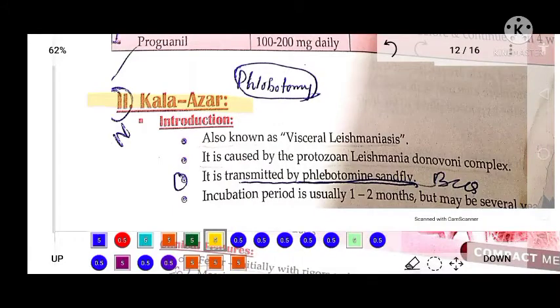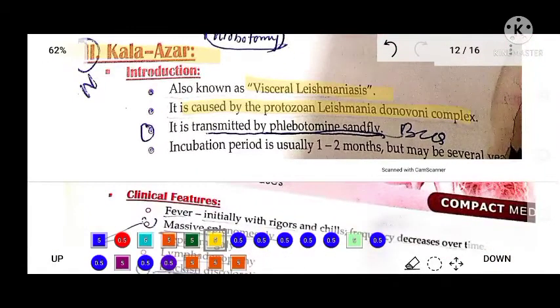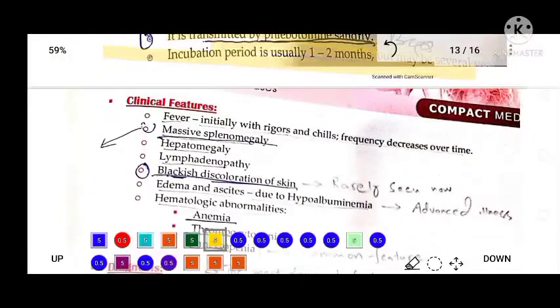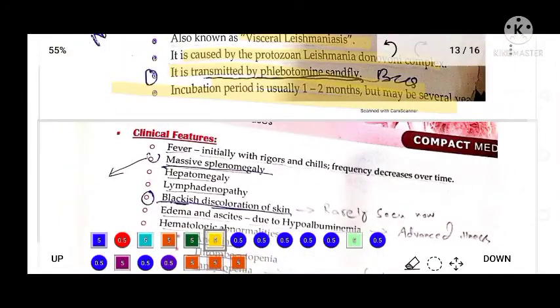Okay, so the infectious disease is Kala Azar. It is also known as visceral leishmaniasis, caused by the protozoan Leishmania donovani complex, transmitted by the phlebotomine sandfly, and its incubation period is 1 to 2 months, but in some species it may be several years.